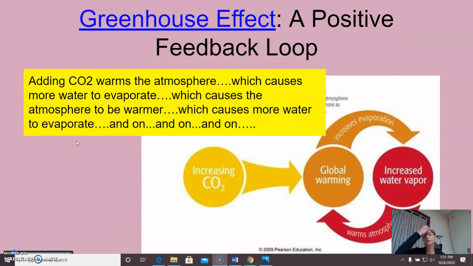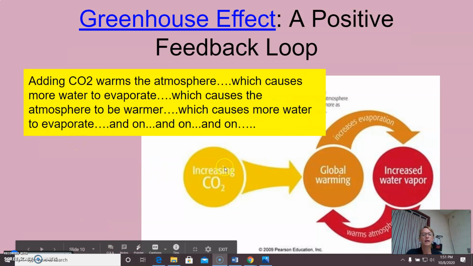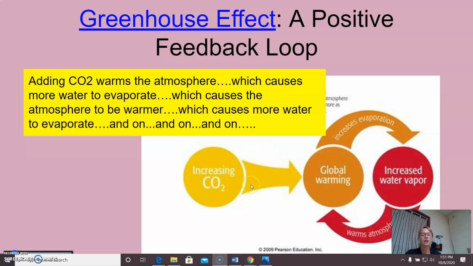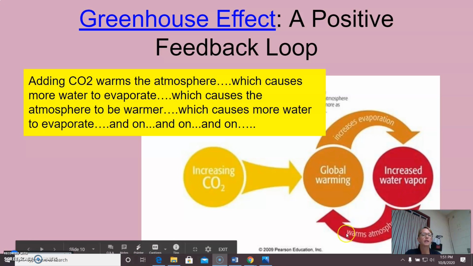So this is how it works on our planet. We have carbon dioxide that exists in the atmosphere and it's supposed to be there. Because that carbon dioxide is there, heat gets radiated back to Earth. When our planet gets warm, water evaporates. Water is a greenhouse gas. When we get more water in the atmosphere, it actually makes our planet warmer, which makes more water evaporate, which makes our planet warmer, which makes more water evaporate, which makes our planet warmer.